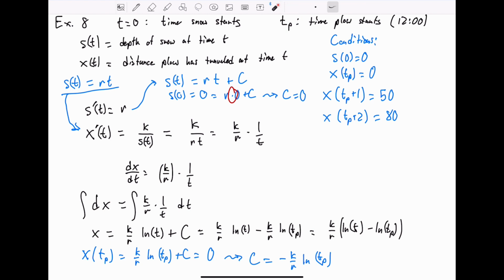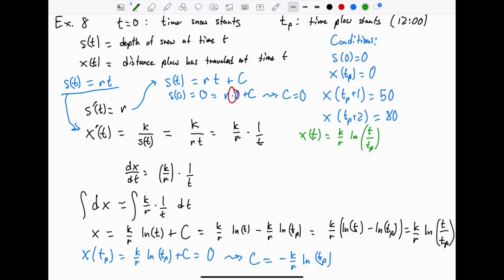Now there's a rule for logarithms, which states that when you take the difference of two logarithms, you can write this as the log of the first argument divided by the second. So I can write this a little bit nicer as k over r times the natural log of t divided by t sub p. That's just using a log rule to take care of the subtraction of the logs and to turn it into the log of a fraction. So this right here is our function for x. Let's write that over here. X of t equals k over r times the natural log of t divided by t sub p.